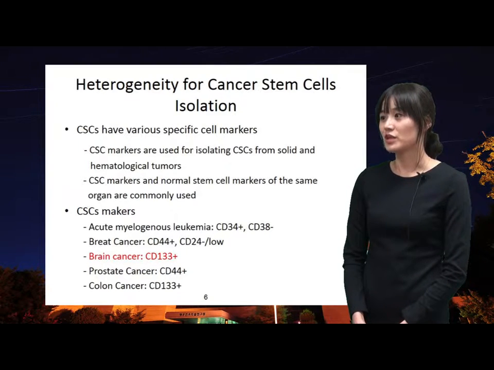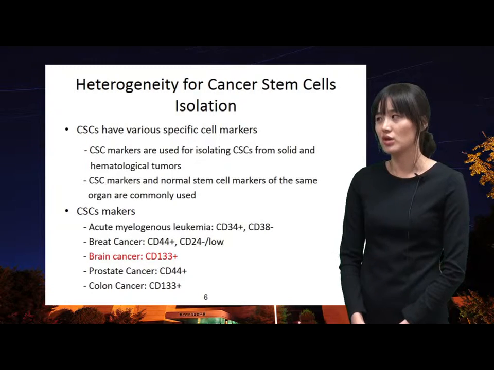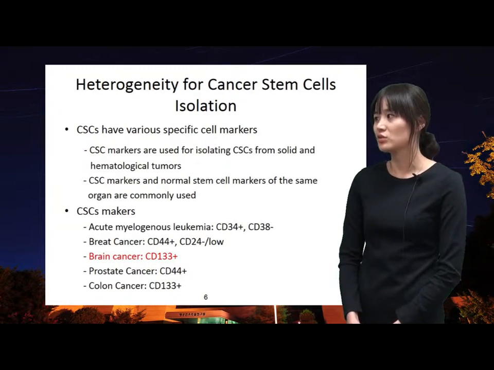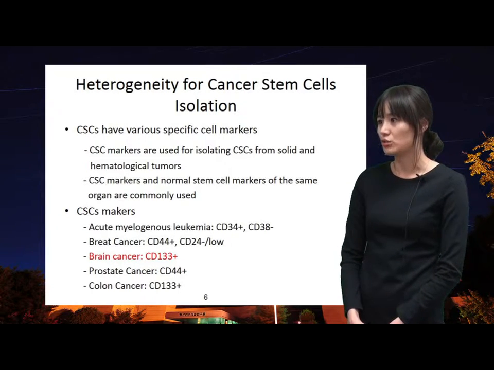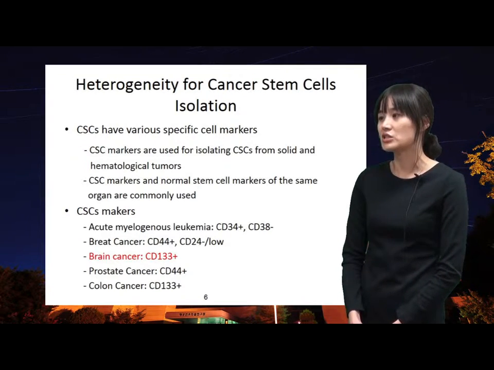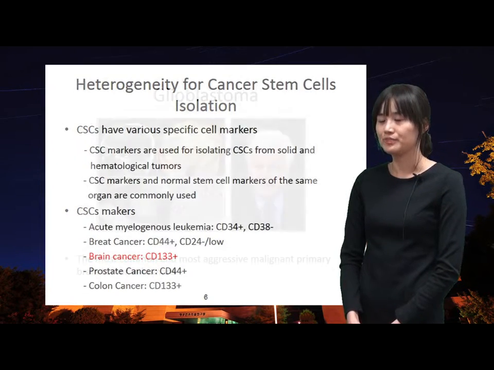Surface markers of cancer stem cells are mostly the same markers characterizing normal stem cells or progenitor cells of the same tissue. For example, CD133 is commonly found on stem cells and progenitor cells in various tissues, and expression of CD133 is also found in brain cancer such as glioblastoma.